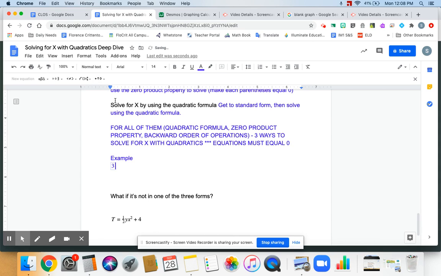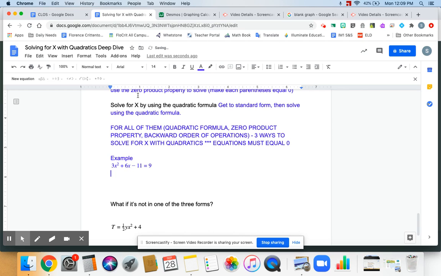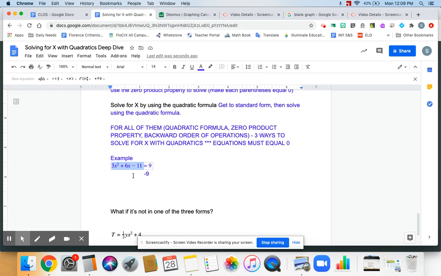So for example, let's say I had 3x squared plus 6x minus 11 equals 9. Well, if I wanted to solve this for x, it's basically in standard form, so I might think, oh, I can use the quadratic formula. Well, you can't do that yet because it doesn't equal 0 yet. So to make this 9 equal 0, I would have to minus 9 from it. That means I also have to minus 9 from which one of these 3 do I minus the 9 from? It's minus from the just 11 because it's the just number. And 9 is the just number.